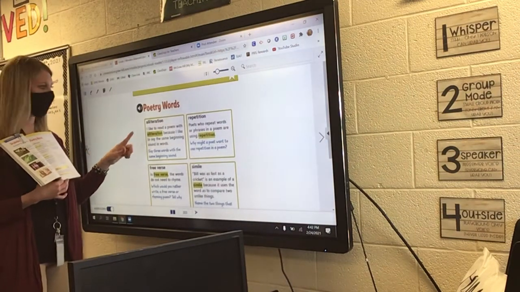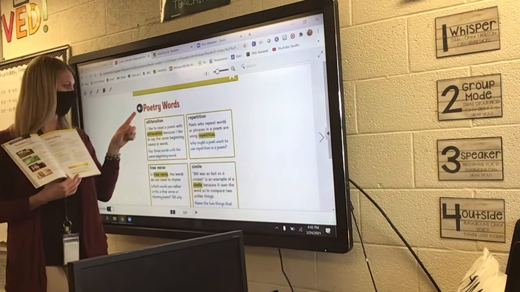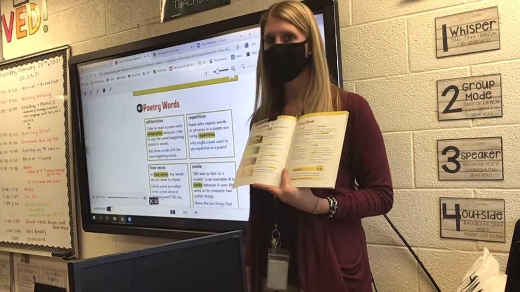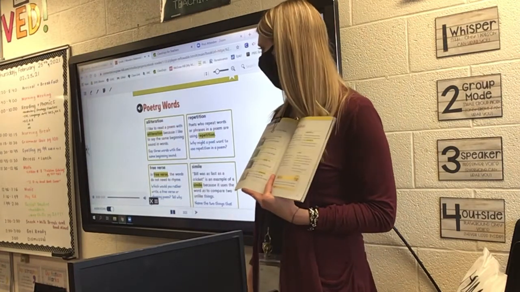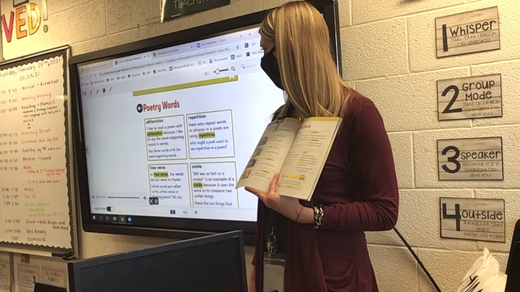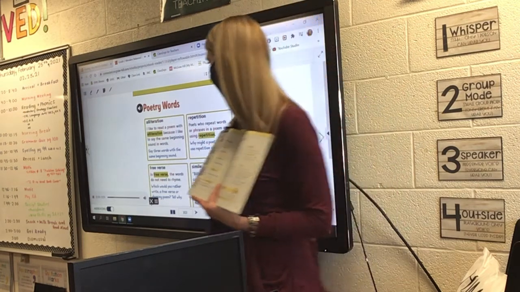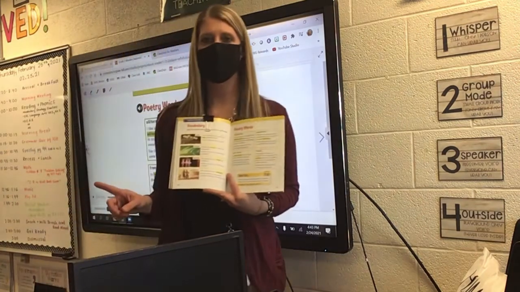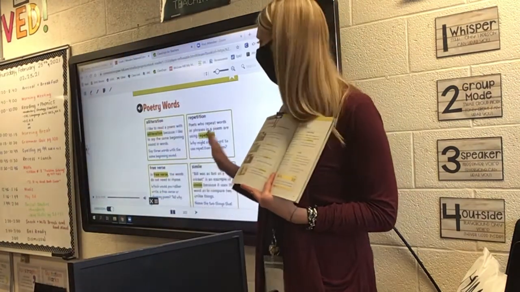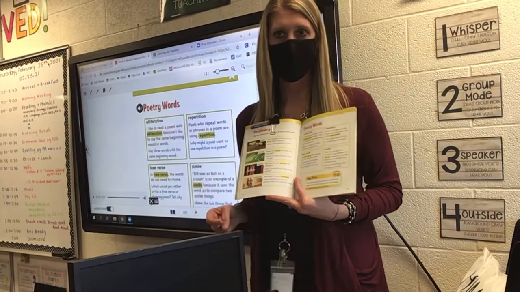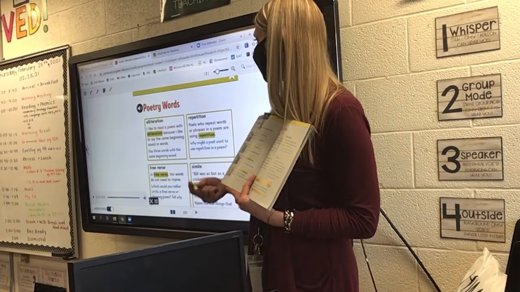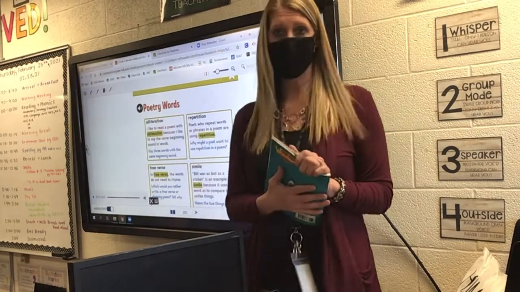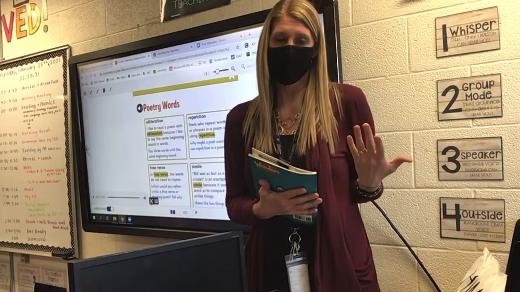Okay, so we're going to start up here with this first one. Poetry words. Alliteration. I like to read a poem with alliteration because I like to say the same beginning sound in words. Say 3 words with the same beginning sound. So the first element of a poem is alliteration, and that means saying the same beginning sound in words. So it's kind of like a tongue twister.